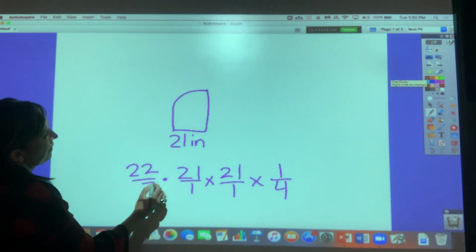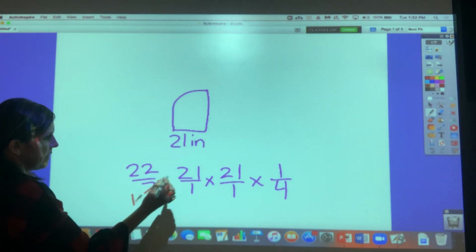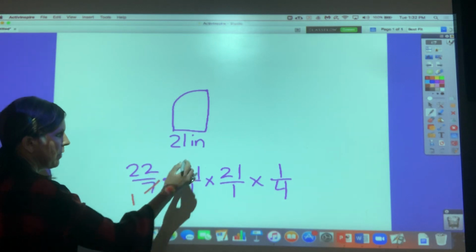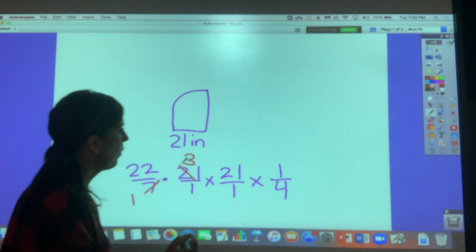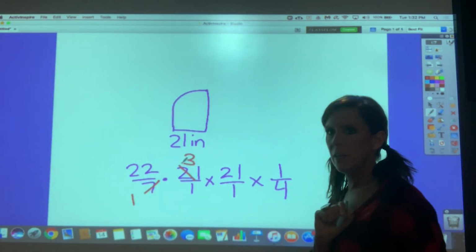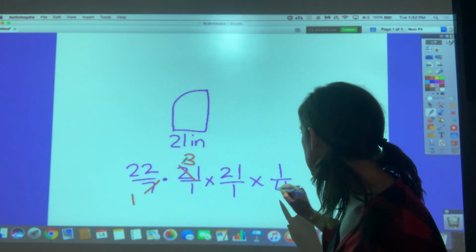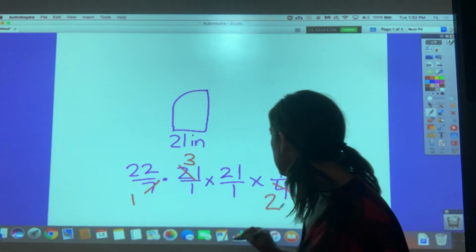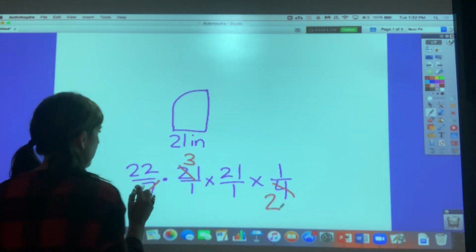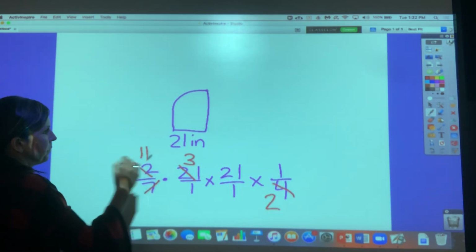Okay, so 7 goes into itself once, and 7 goes into 21 3 times. Okay, we can cancel the 4 and the 22. It's not going to completely go away, but we can still cancel. So 2 goes into 4 twice, and 2 goes into 2 one time.